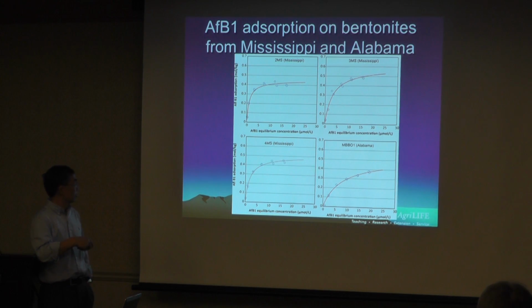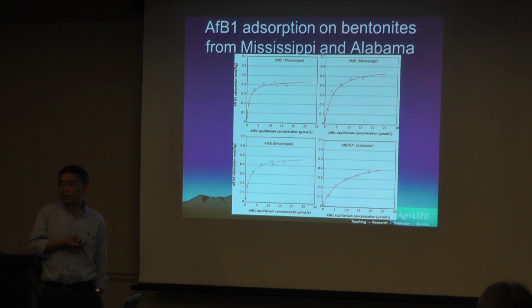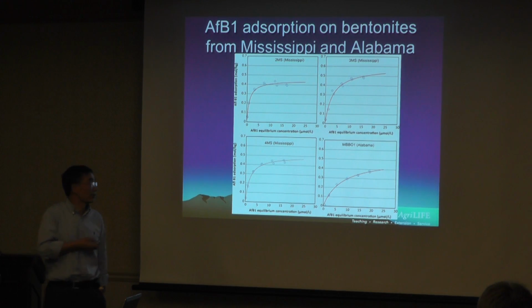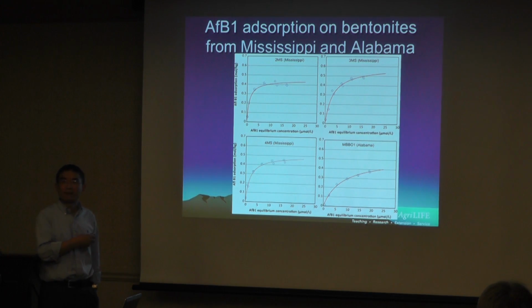One thing I just want to point out. We have those 3 Mississippi samples. The absorption capacity was 0.45, which is equivalent to about 12 to 15% of aflatoxin based on weight. So that is still very high, which is good. They're good bentonites, and one from Alabama is also a good one.